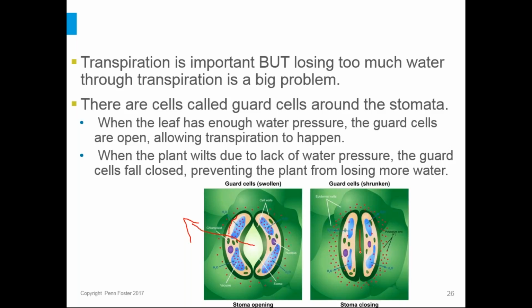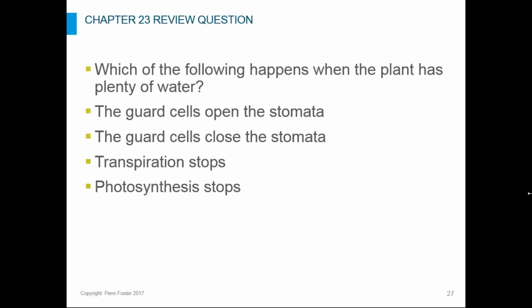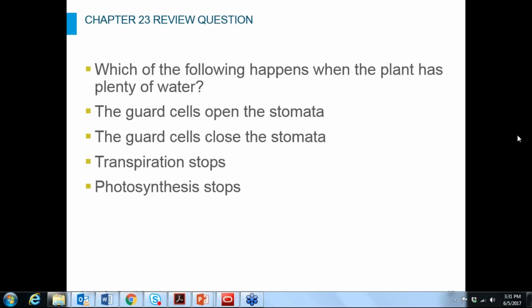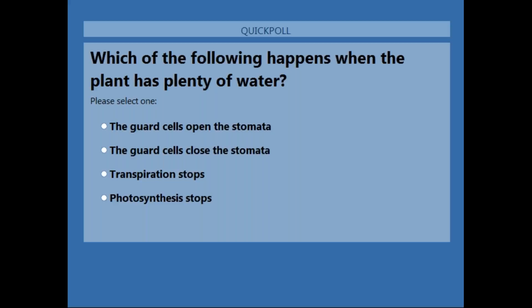And that was actually just another short section about the leaves. So we have a review question about leaves. So which of the following happens when the plant has plenty of water? So you should see your options on the screen.